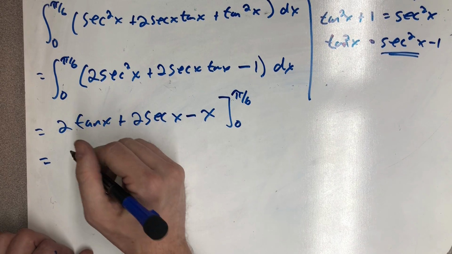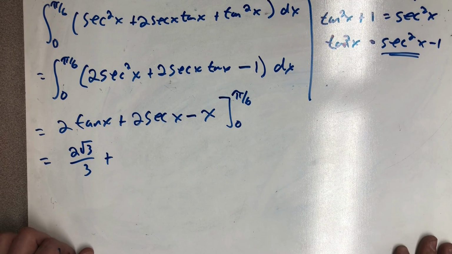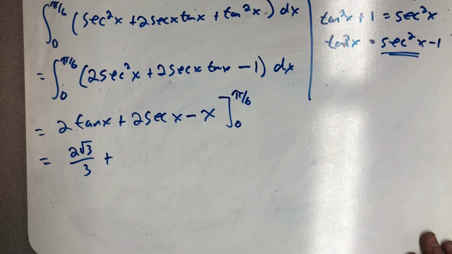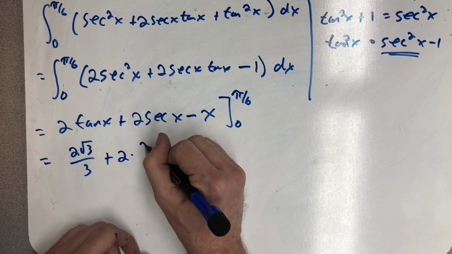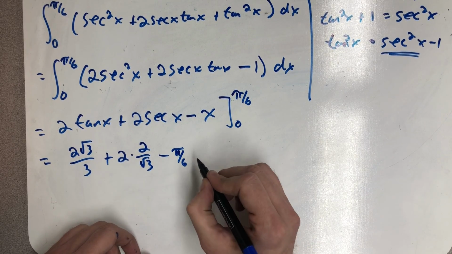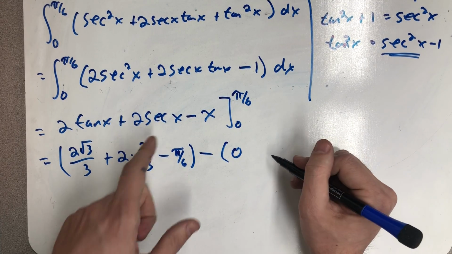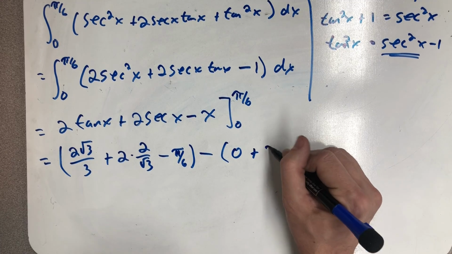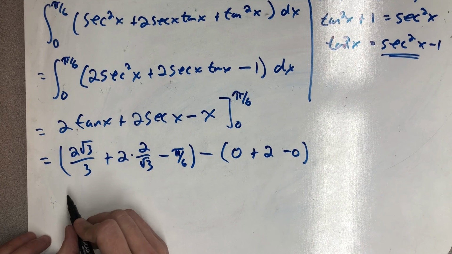Well, the tangent of pi over 6 is root 3 over 3. The secant of pi over 6, well, let's think about that. I actually have to think about a cosine first. The cosine of pi over 6 is root 3 over 2. So that's 2 times 2 over root 3 minus pi over 6. All right, now I need to plug in a 0. The tangent of 0 is 0. The secant of 0 is 1, times 2 is 2. All right, so I need to do some arithmetic here.